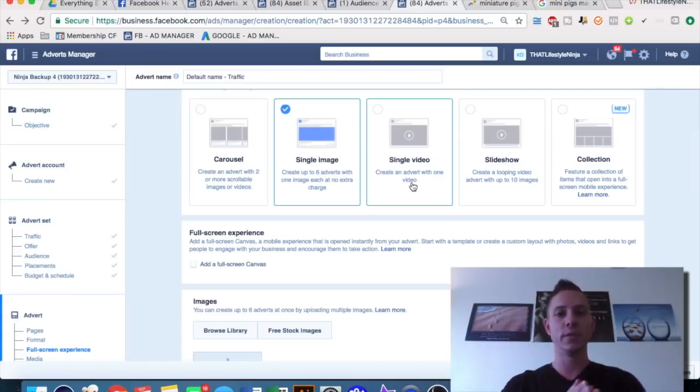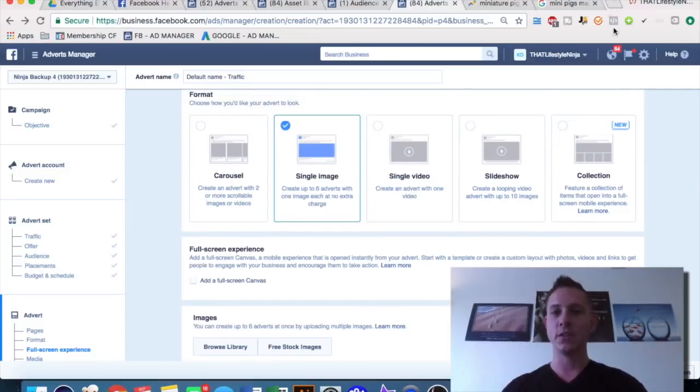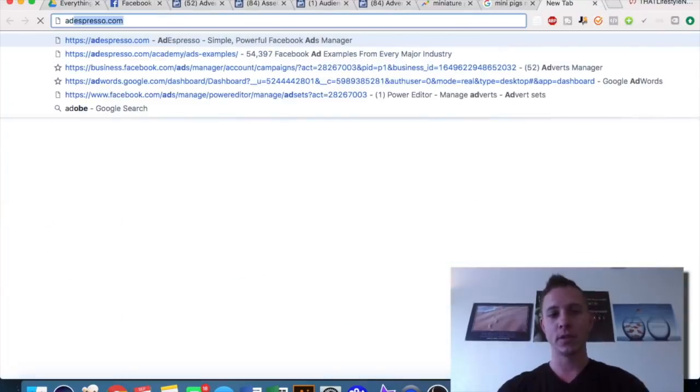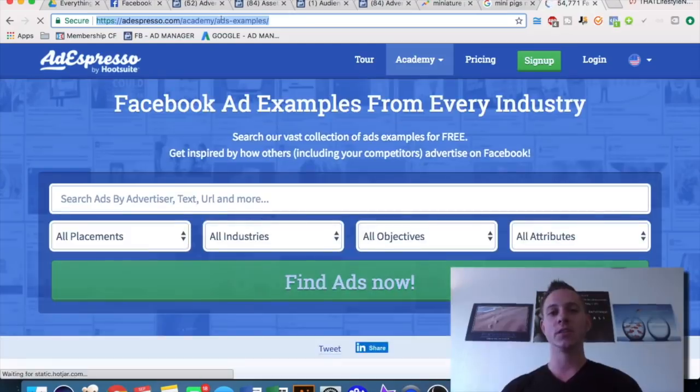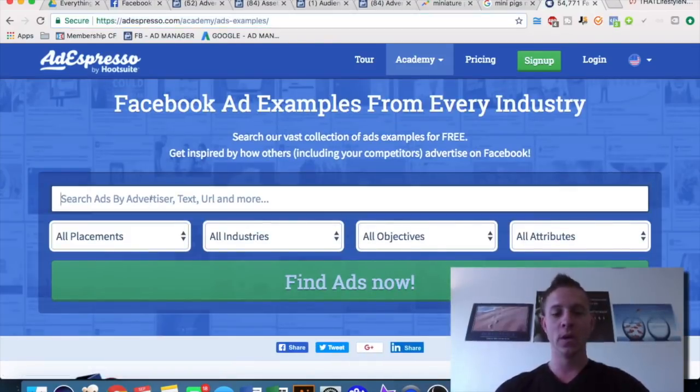Then you definitely want to make sure that you're dumping money into the retargeting campaigns of people who've watched 75% of your video, because that means that they're very, very interested. So a cool little tool that I like to use to actually see other ads is called Ad Espresso Academy Ads Example, right? This is a really cool little service that I like to use.